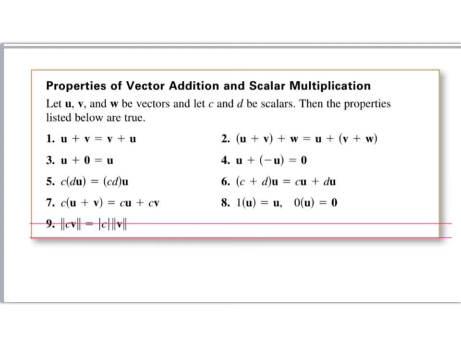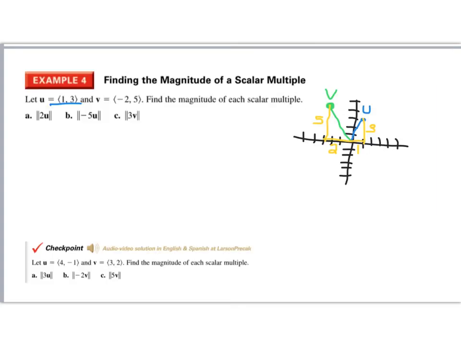Okay, so here's some properties of addition and scalar multiplication. It's pretty much the same thing that you've known before. The only thing that I would pay a little attention to is this one here. When you're doing magnitude, which is the distance, when you're doing your scalar multiplication, you're multiplying by the positive because it is a distance. Okay, so what we're finding here is the magnitude of each of the scalar multiples.